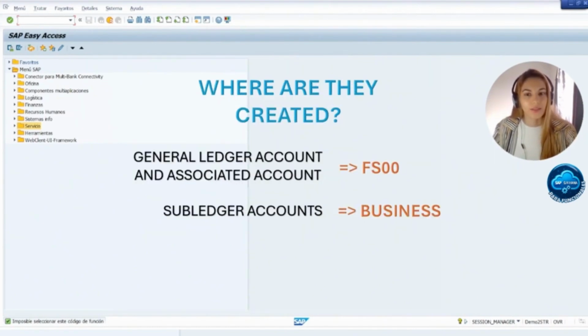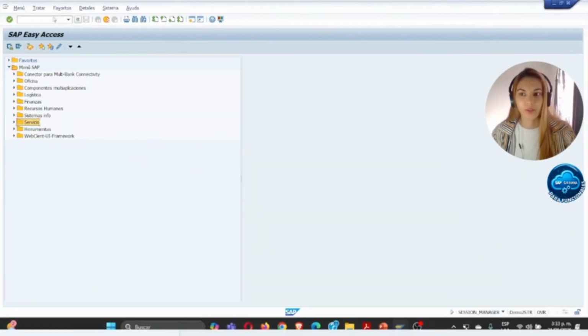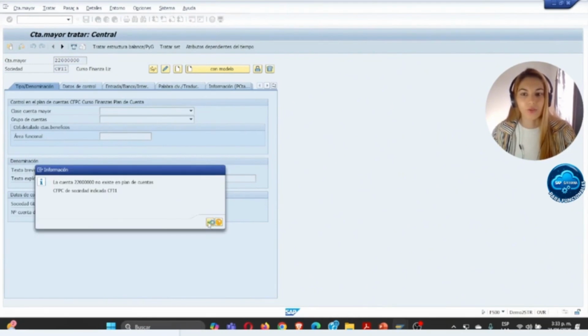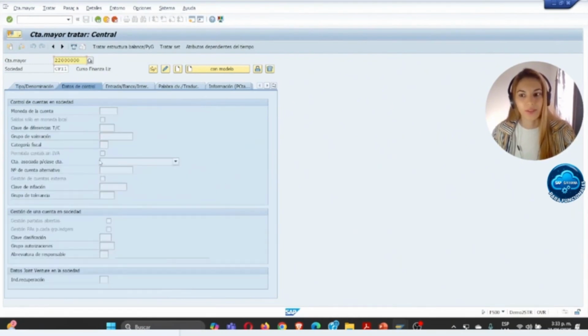Where are they created? Well, general ledger accounts and associated accounts are created in transaction FS0 and auxiliary accounts are created in business partner. We go into SAP, we go to FS0, and here is where all the general ledger accounts are created. Here it says general ledger account and so on. And all of these can also be, well, not all, but some can be associated account. Here you can see it says associated account. They can be fixed assets, debtors, creditors, or contractual accounts.